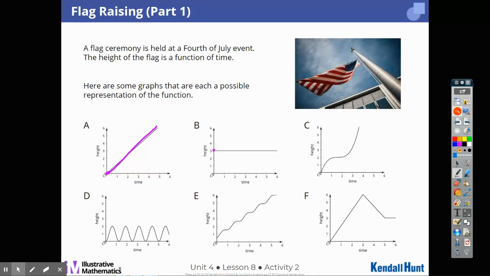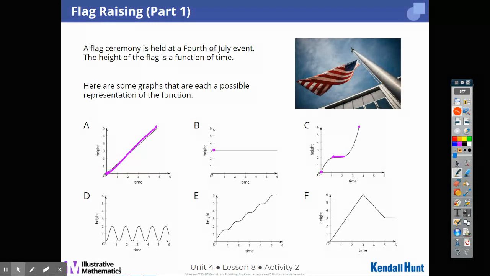All right, flag C looks like it starts at the ground. The guy might be pulling it up and then he readjusts his hand. So the height of the flag doesn't change. It's constant right there for a second, and then he pulls it the rest of the way up until it reaches the top. What do you think about graph D?